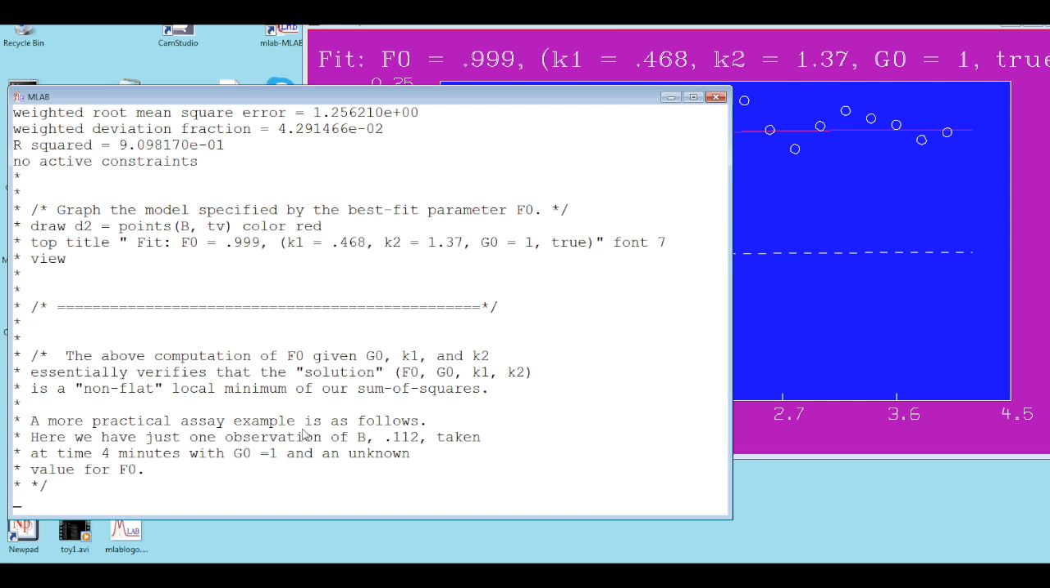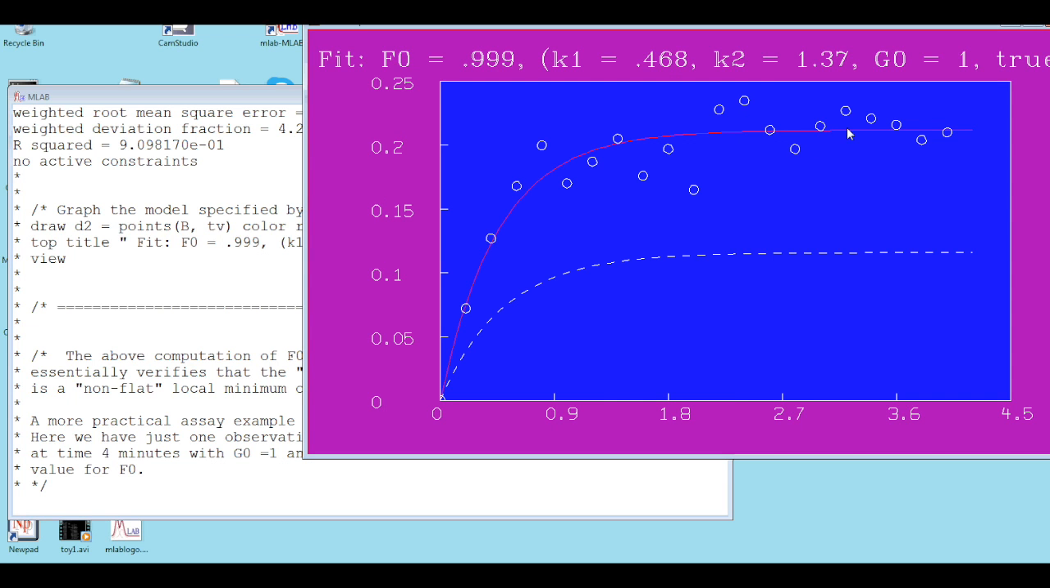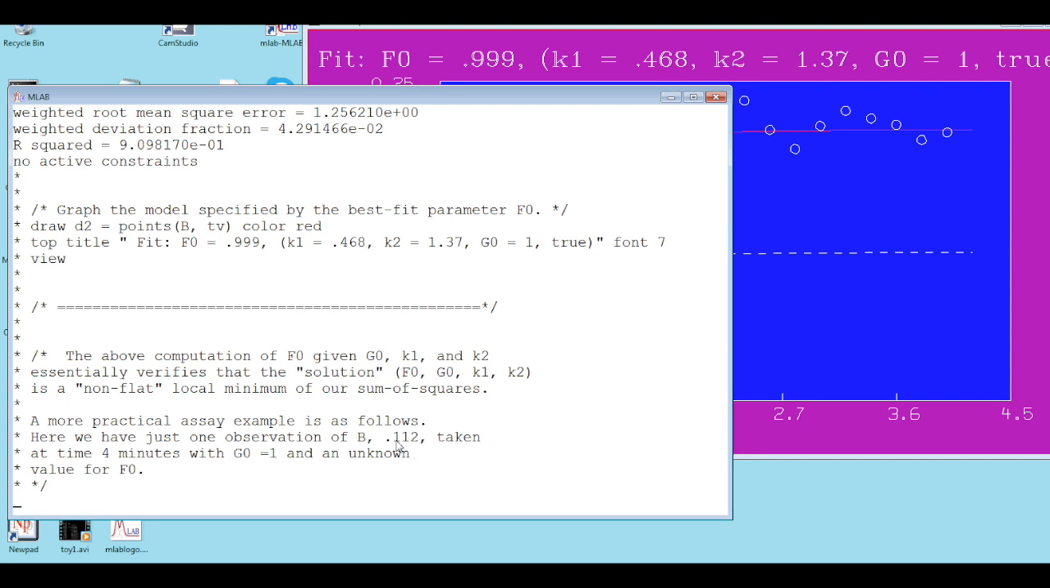A more practical assay is what we're going to look at now. Suppose we just have one value of B, which is 0.112, taken at 4 minutes, which we know from our picture is out near the equilibrium. It's out where this is pretty flat. So at or near equilibrium, we have measured an amount of B, 0.112, and we want to know how much F was provided when we know that there was 1 molar of G provided in the reaction. This could be a lab test where this is a reagent used in the test and there's 1 molar used, and this is the unknown amount in our sample that we're trying to assay.